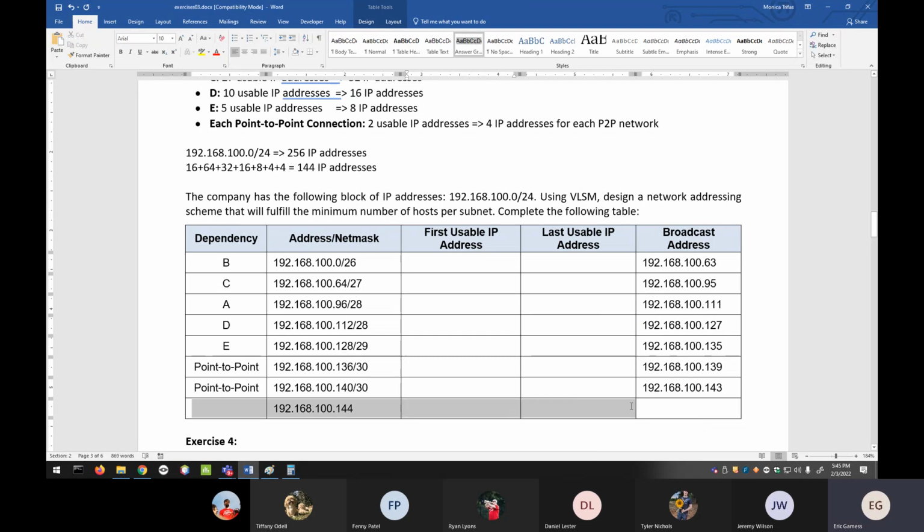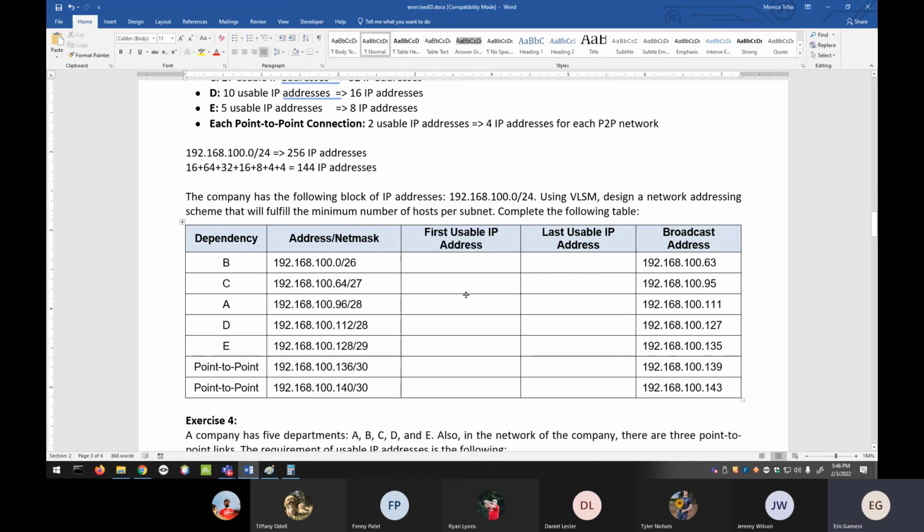We don't have this network, in fact. So delete the entire row. Okay, so now that we have this information, the last valid is just one IP address before the broadcast address.